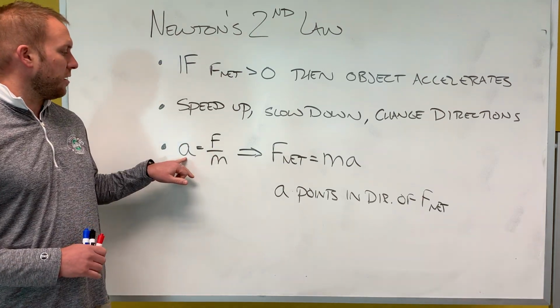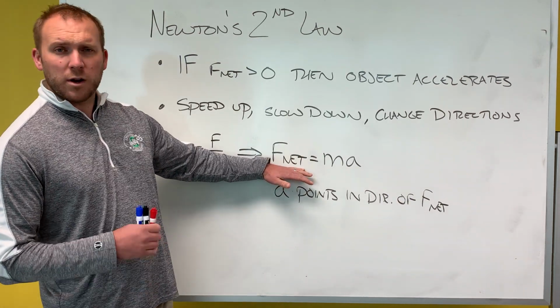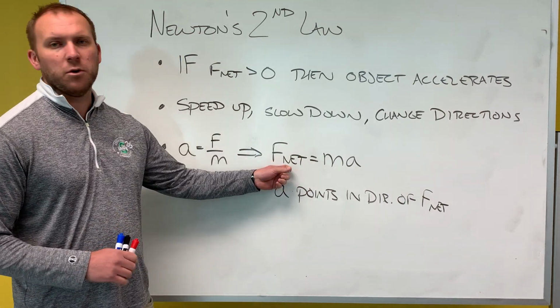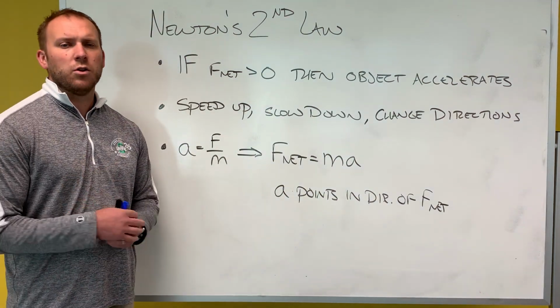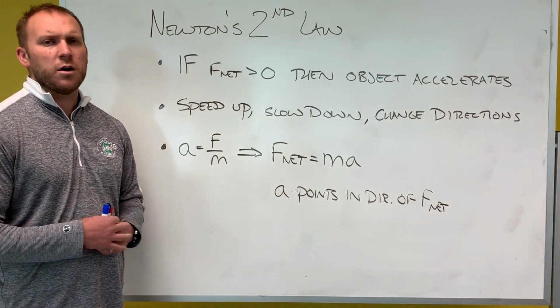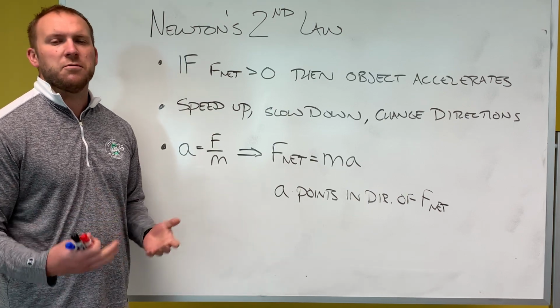And we're going to mathematically determine this by the relationship between acceleration, force, and mass. So acceleration is the ratio of the force applied divided by the mass, or more commonly, you'll see it written as the net force equals mass times acceleration. So what we're going to look at is just some different scenarios where things would be accelerating and understanding how we would set up the force diagram.